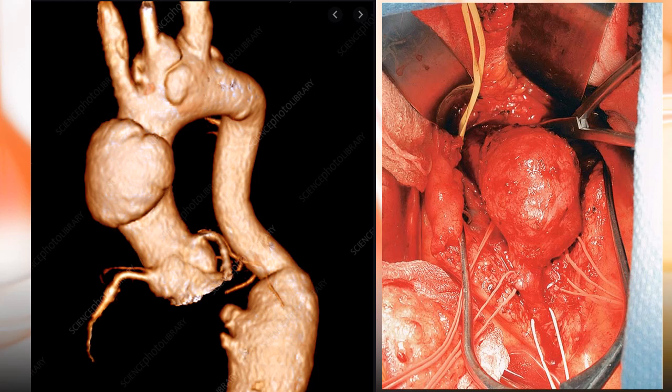As we can see here in this 3D CT picture of the aorta, we can find 3 aortic aneurysms affecting the ascending aorta, arch, and the descending aorta. We can also notice fusiform and saccular shaped aortic aneurysms. On the right side, this picture is taken from intraoperative procedures for an abdominal aortic aneurysm.